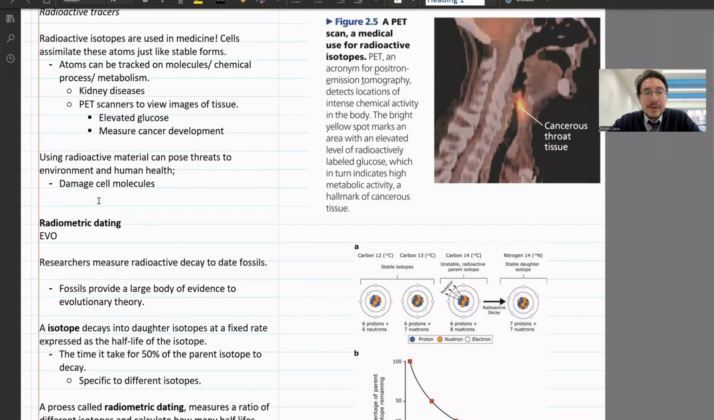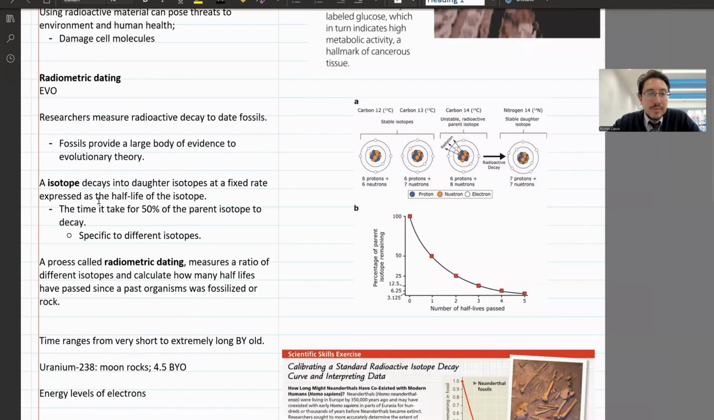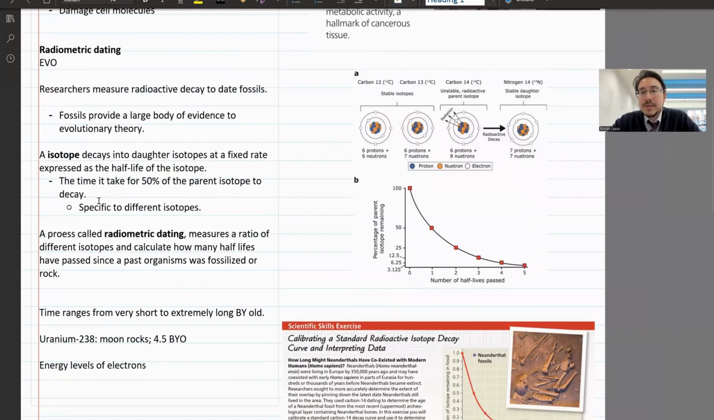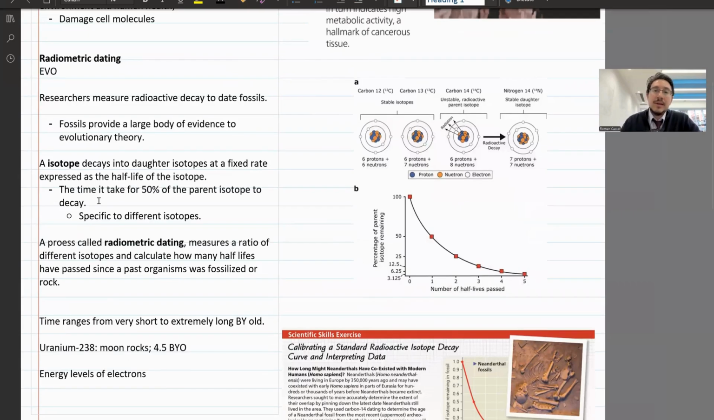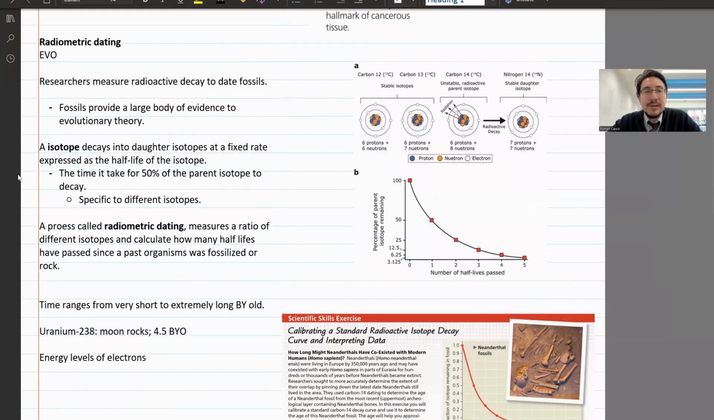Okay. Another kind of application is radiometric dating, right? It does deal a lot with evolution and how old certain materials are, like fossils, throughout life. Okay, but scientists can apply this idea of radioactive atoms to date fossils through a concept called radioactive decay.